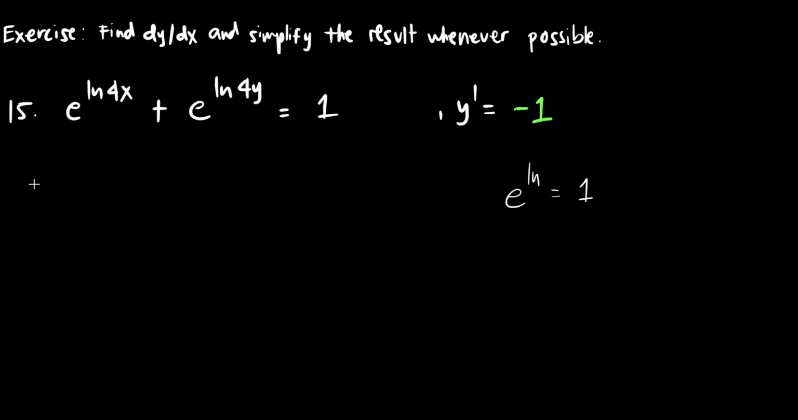So we just copy the sample problem, equals 1. This one will cancel, this one and this one will be cancelled. So the remaining will be 4x plus 4y is equal to 1.